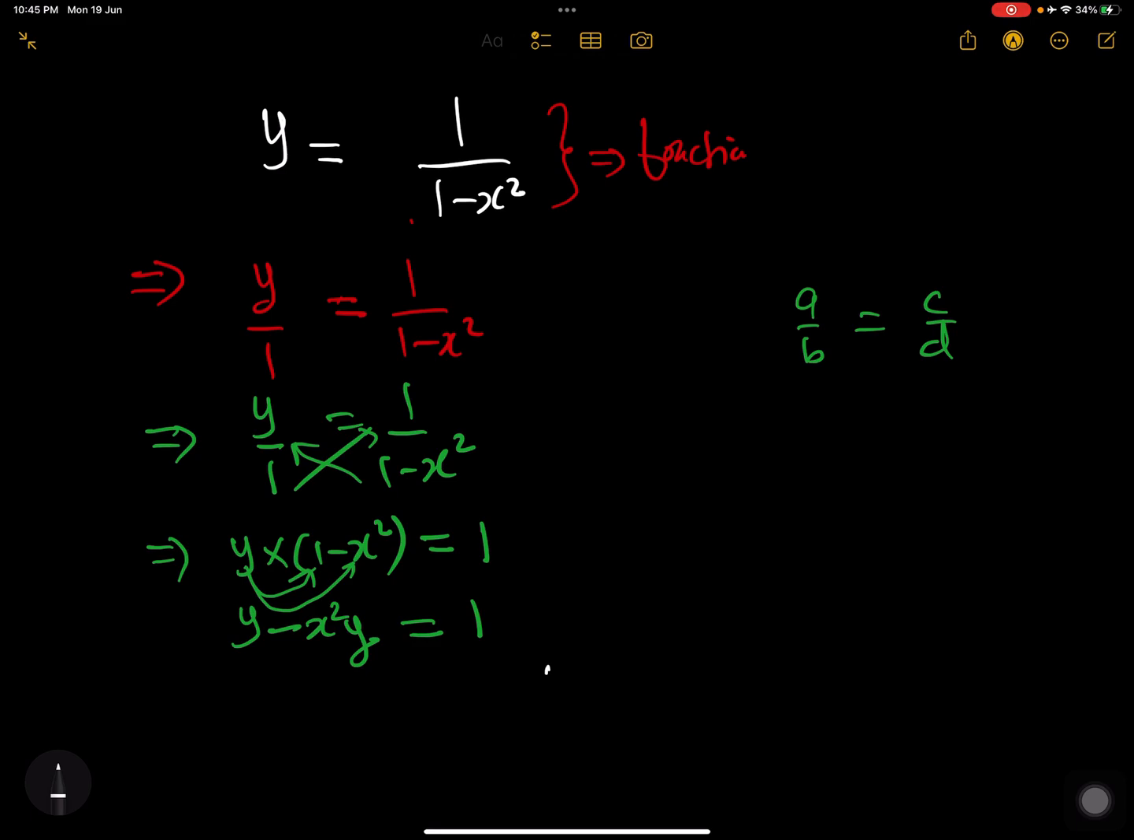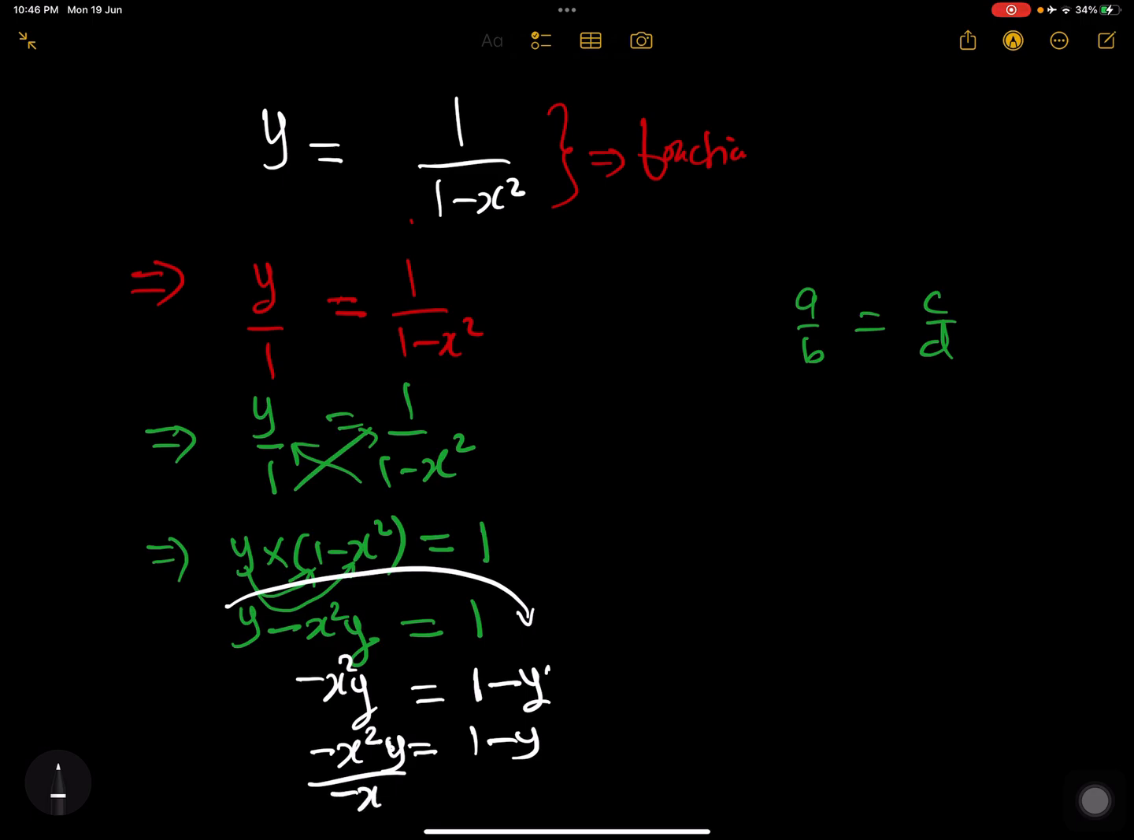Now we want x squared, so this minus x squared y will stay at one point. This 1 will come in, and this y will come here to give you minus y. And then x is what we're looking for, so we're going to get minus x squared y is equal to 1 minus y. We divide here by minus x squared, and divide here also by minus x squared.